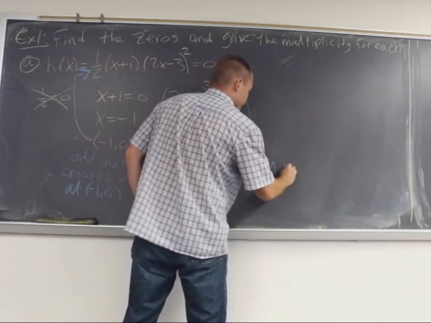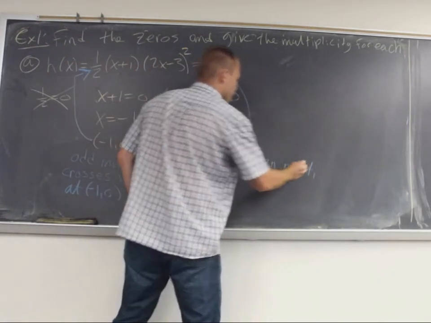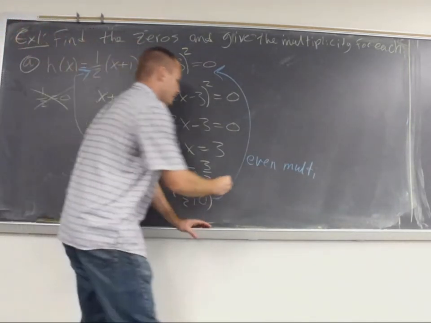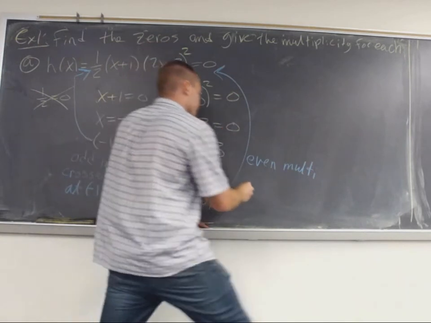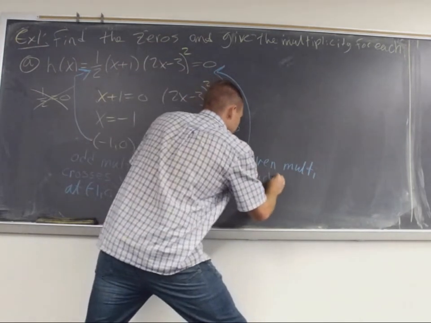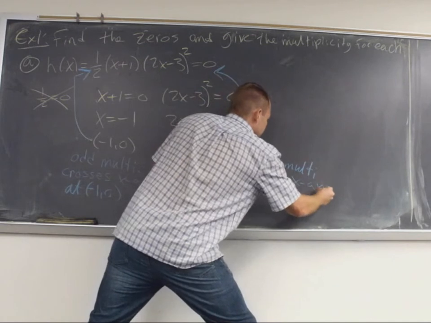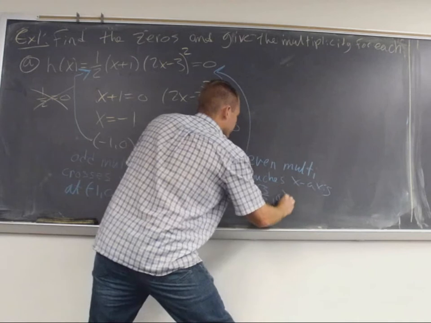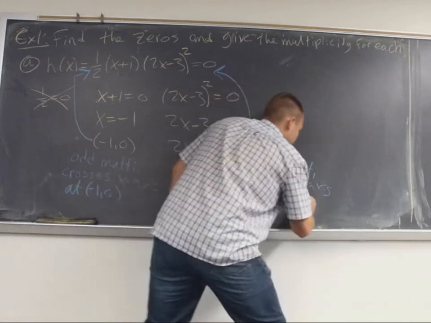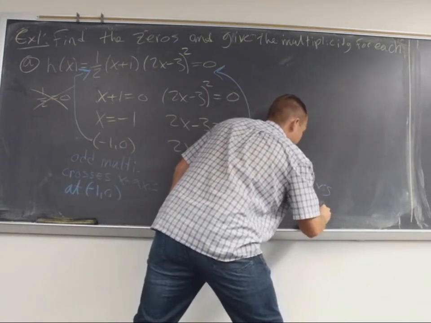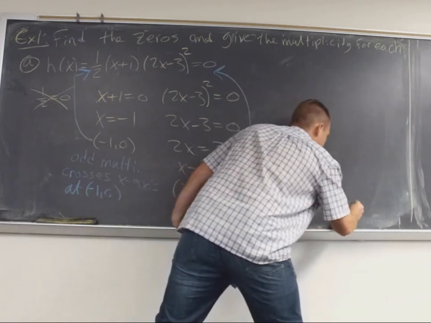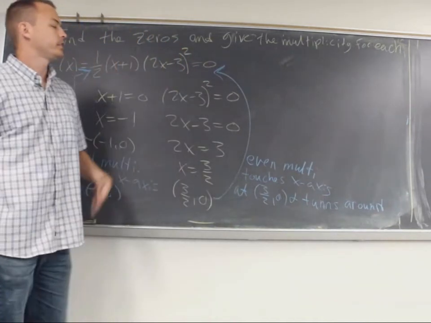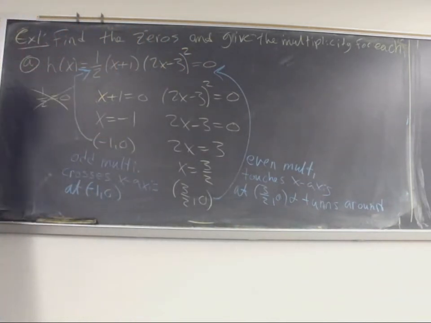Even multiplicity. That means it touches and turns around at that point. Touches the x-axis at that point and turns around. Touches x-axis at 3/2 comma 0 and turns around. Alright, and that's a lot to write. Touches x-axis at that point, turns around.